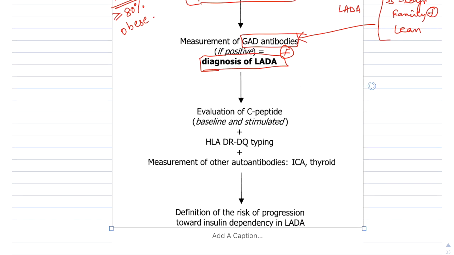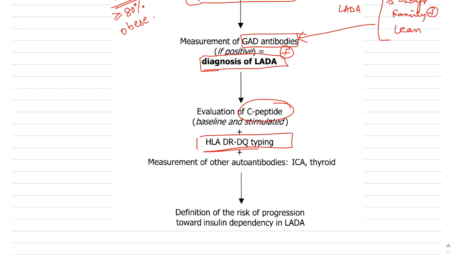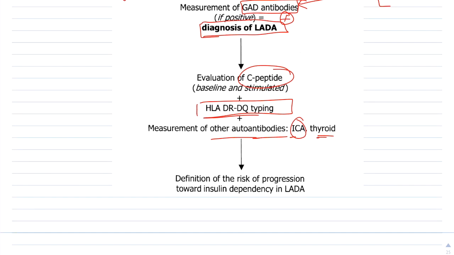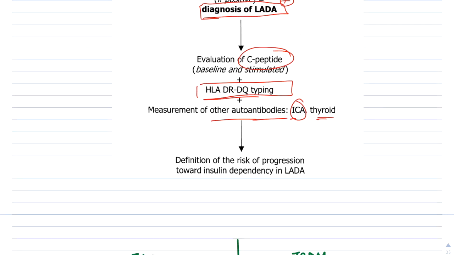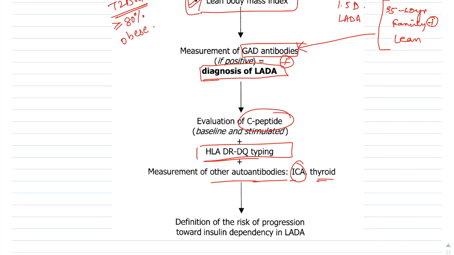Then we also do evaluation of C-peptide, HLA-DRQ typing, and measurement of other antibodies, like insulin, islet cell autoantibodies, and thyroid autoantibodies, because LADA can be associated with other autoimmune disorders like autoimmune thyroiditis and autoimmune pancreatitis, etc. So we do the measurement of other autoantibodies also.